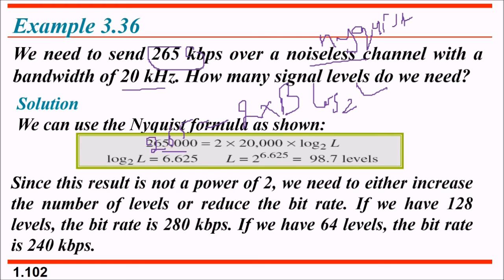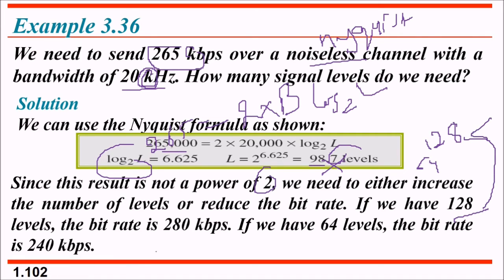265,000 is equal to 2 into 20,000, converted into hertz, into log base 2 of L. So the number of levels can be computed by 2 to the power 6.625, that is 98.7 levels. Since this result is not a power of 2, the nearest power of 2 is 128, or on the downside, 64. We need to either increase the number of levels or reduce the bit rate. So if we have 128 levels, the bit rate will be 280 kbps. If we have 64 levels, the bit rate will be 240 kbps.